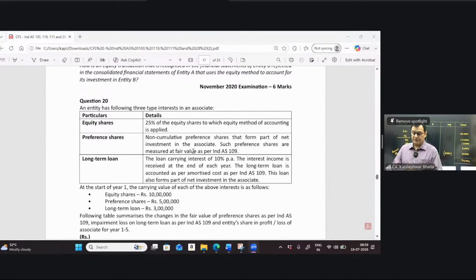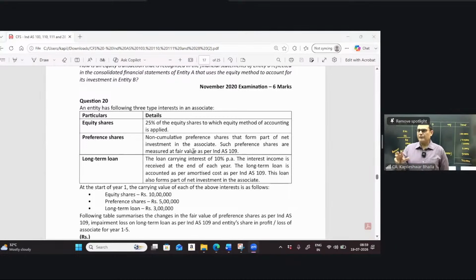They've got equity shares, which is 25%, to which the equity method of accounting is applied. Then they've got preference shares, which are non-cumulative, that form part of the net investment in the associate, and they are measured at fair value as per Ind AS 109. Then there is a long-term loan, carrying interest at the rate of 10% per annum. The interest income is received at the end of the year, and the long-term loan is accounted at amortized cost as per Ind AS 109. This loan also forms a part of the net investment in the associate.